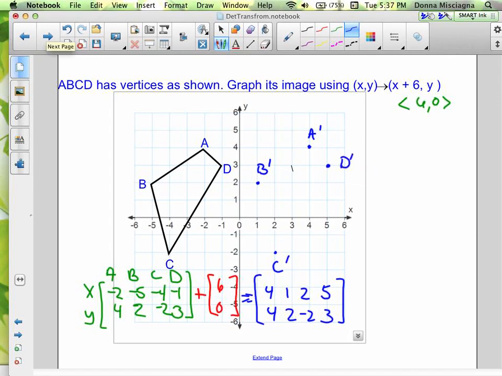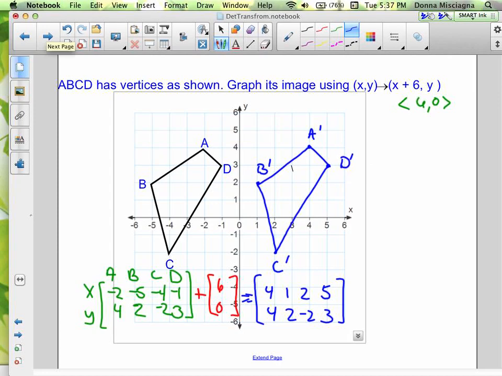Right, and now we just connect. So A prime to B prime, B prime to C prime. That's a pretty straight line. C prime to D prime was a very straight line. And A prime to D prime. Right, and so we have the same figure, as well as I can draw it.